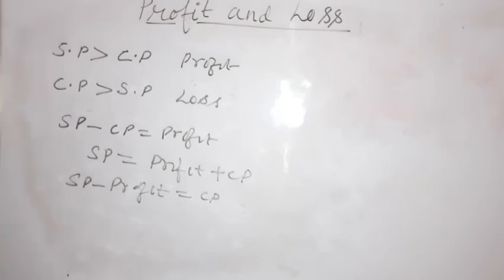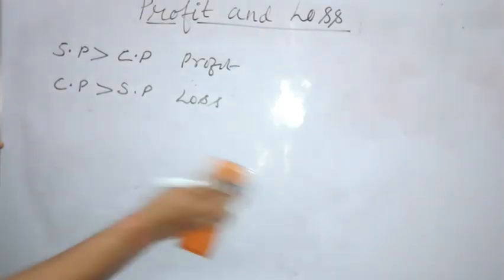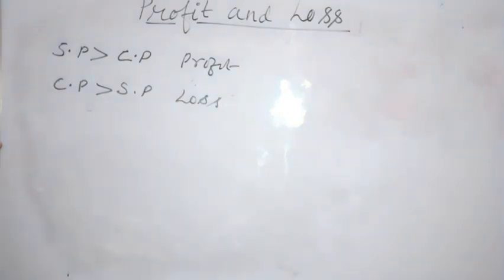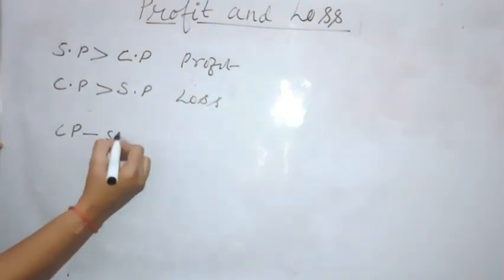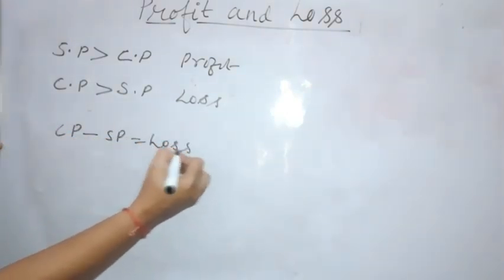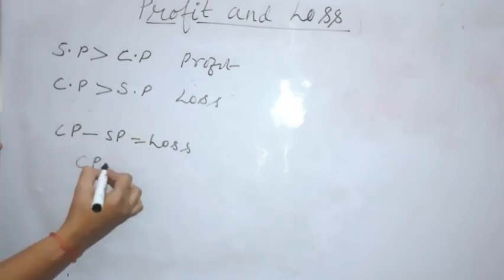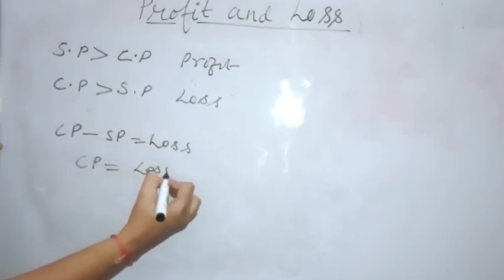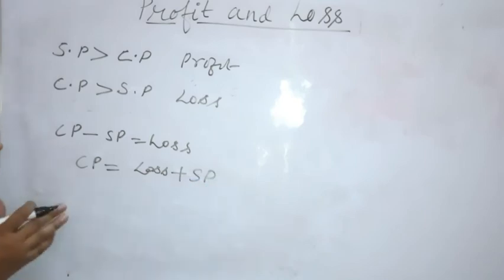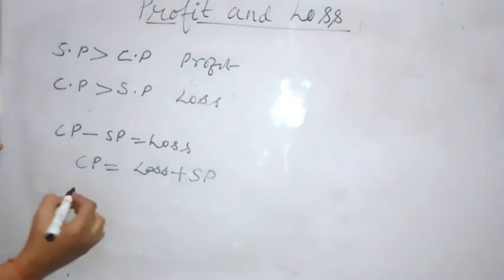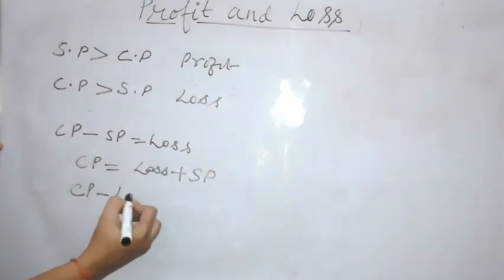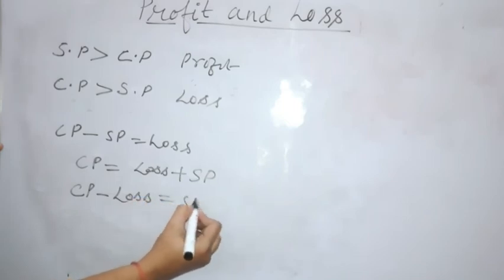In the same way, in case of loss, the cost price is greater than the selling price. So CP minus SP is equal to loss. This minus SP will go on the right hand side. CP is equal to loss plus SP, and this loss will come on the left hand side. CP minus loss is equal to SP.